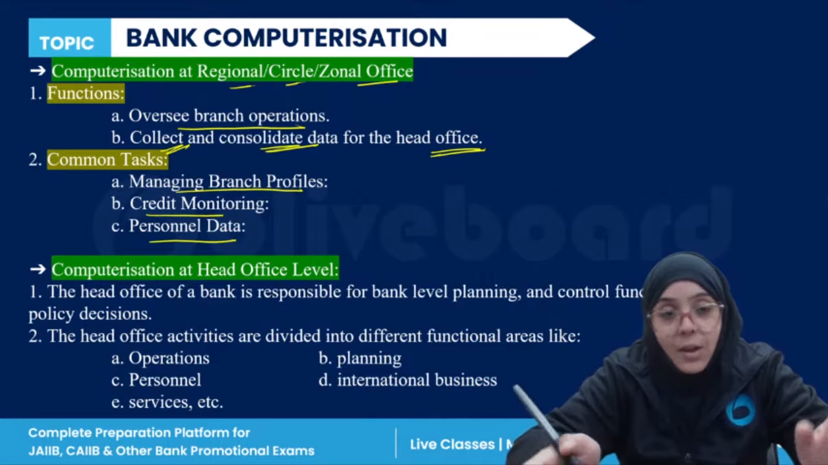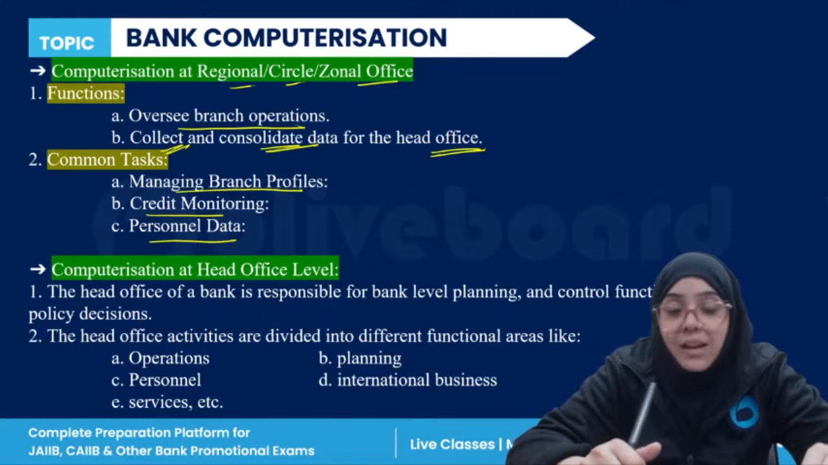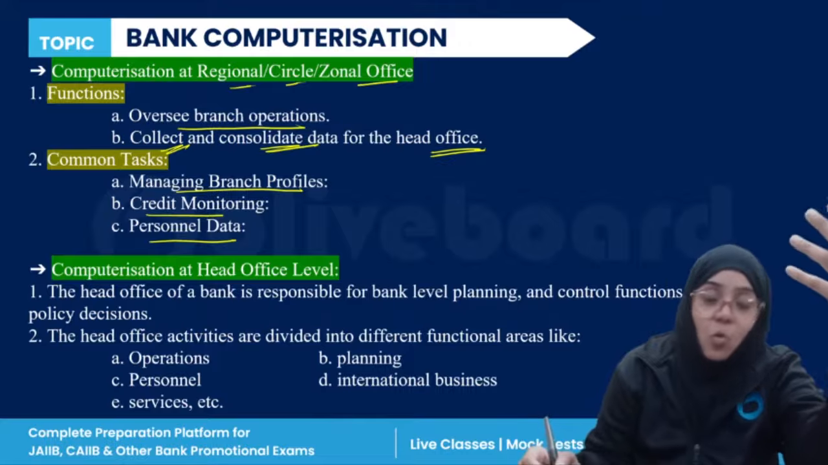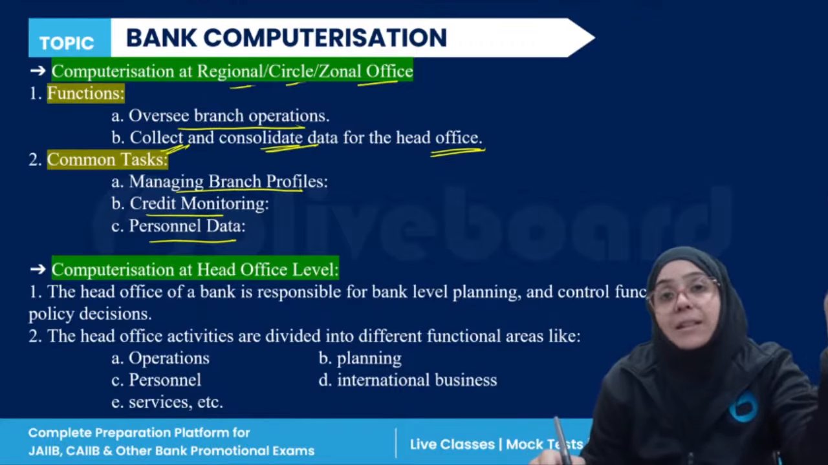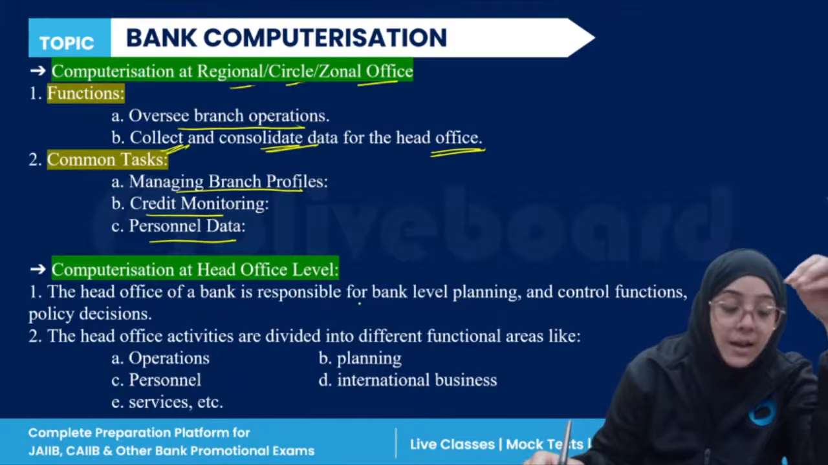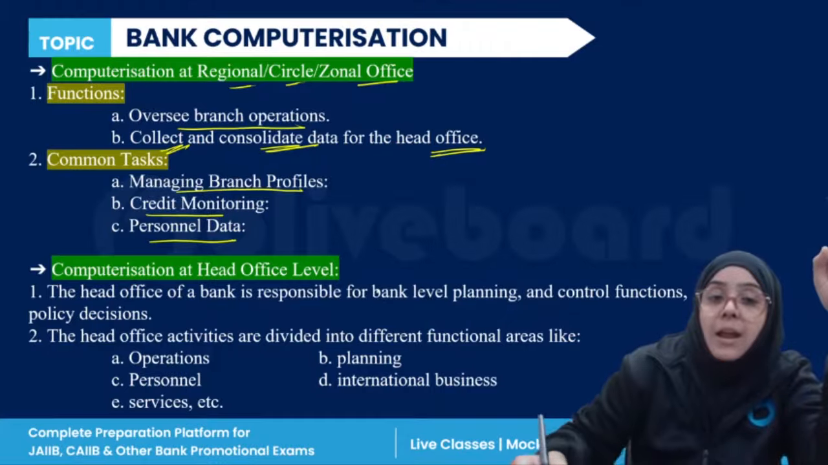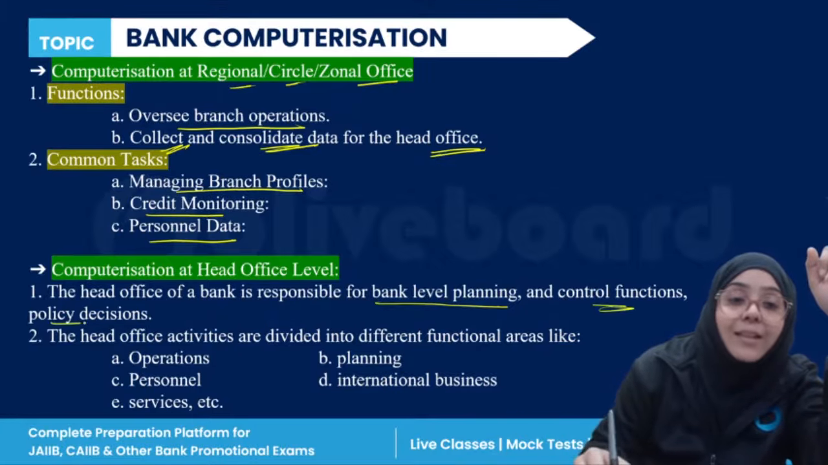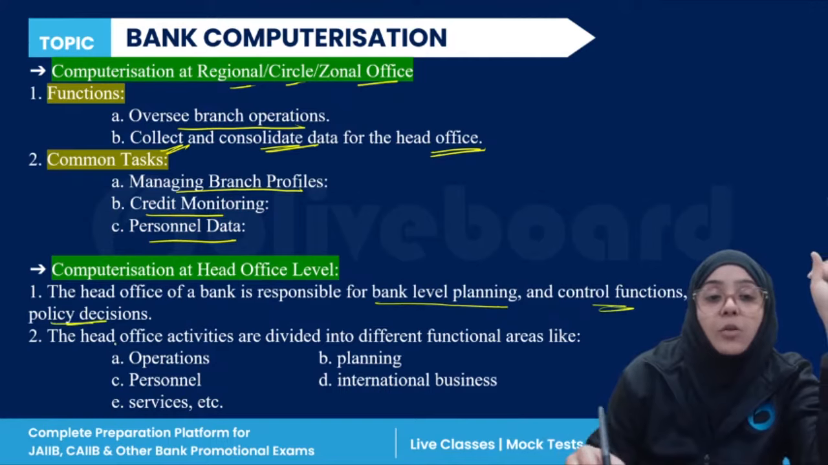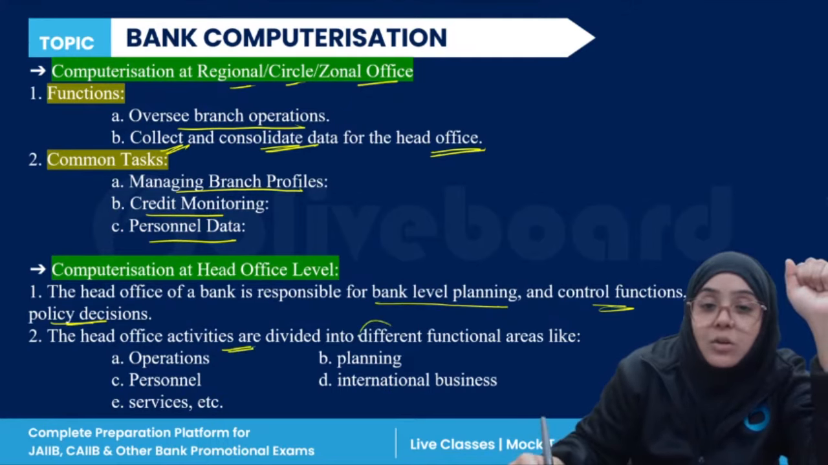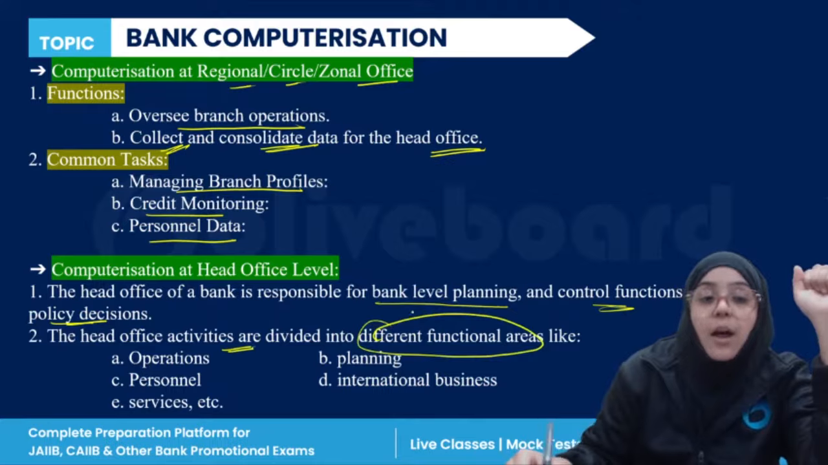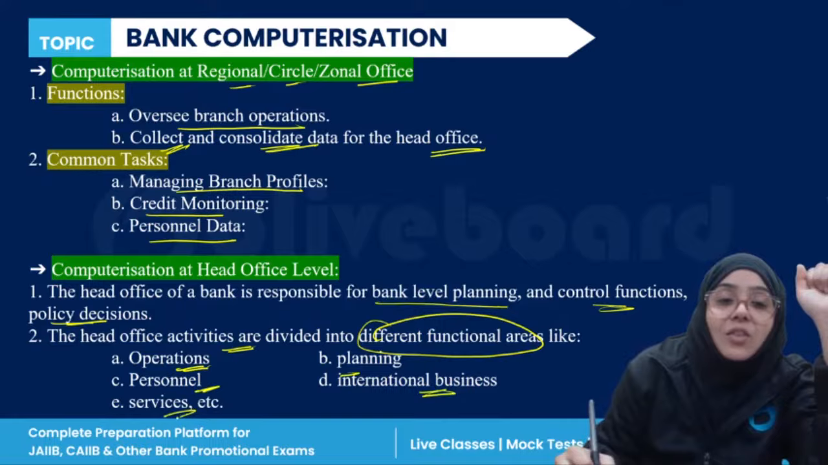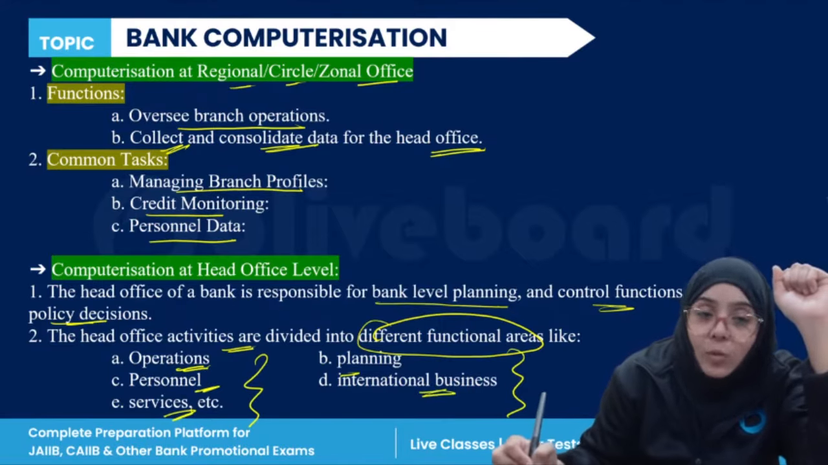Now, lastly, computers have been introduced at the head office level also. The head office is responsible for all the major things of the bank. You all know everything is controlled by the head office, right? It is responsible for bank level planning, control, functions, policy decisions, etc. Its activities are divided into different functional areas: operations, planning, personnel, international business and services.